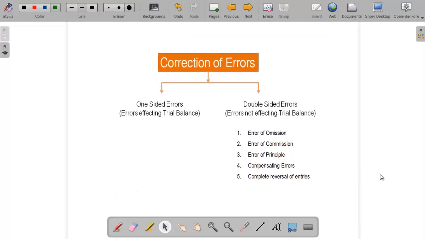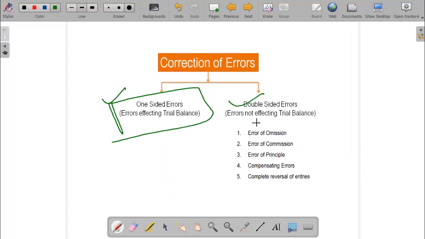So, understood the types of errors I explained? Two types of errors are there. First is one-sided error, and one-sided errors will affect the total of the trial balance. And second is double-sided error, and double-sided errors will not affect the total of the trial balance.